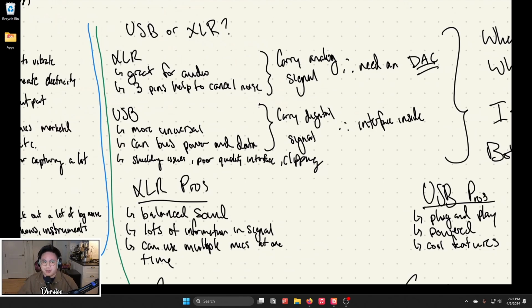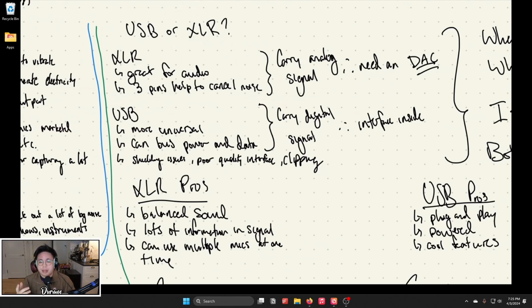We don't need to get super into that. There's no need for us to get into that. Just think about it as that, and you can leave it at that. So the main thing that you need to know is XLR transfers analog signals and USBs can transfer over digital signals. Now, why do we need to know that?